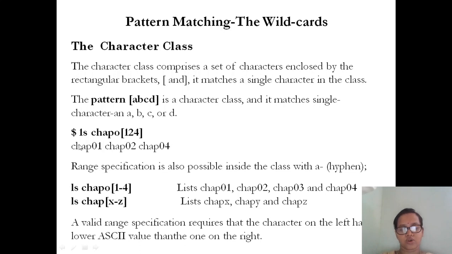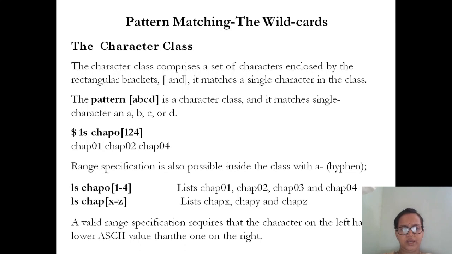For instance, I will go with the ls command with chapo, that is 1, 2, 4. According to my command, my file should be chapo 1, chapo 2, or chapo 4. That is what you can see here, with a 1 to 4 combination. Range specification is possible inside the class with a hyphen. If we give a hyphen, then you can go for a range specification saying from and to.